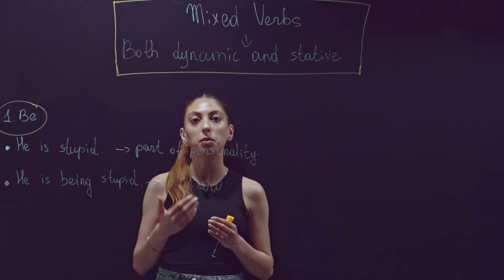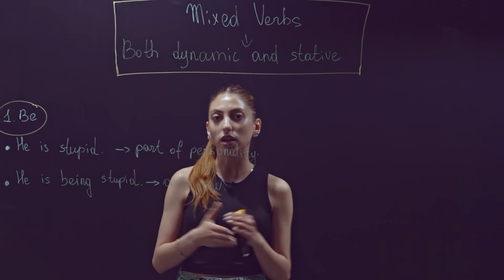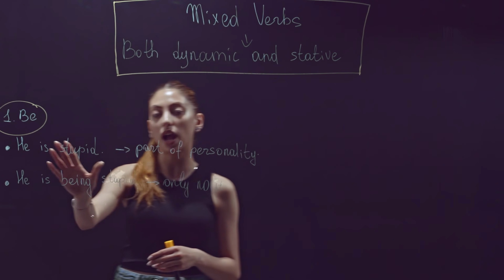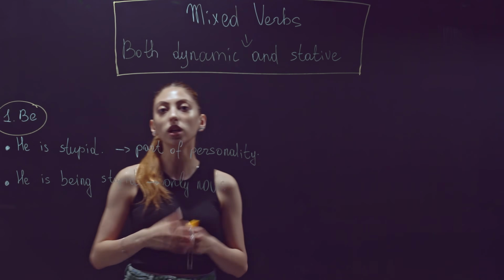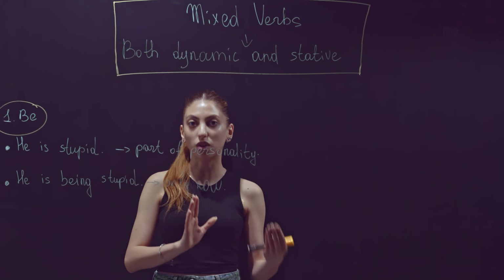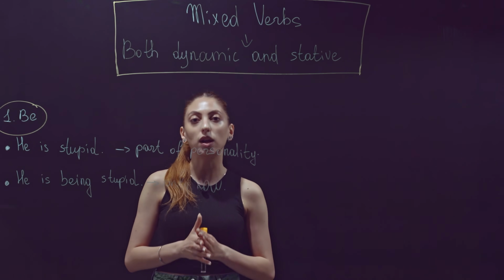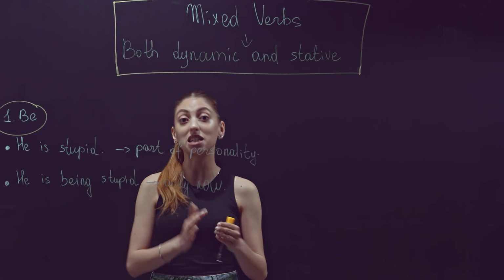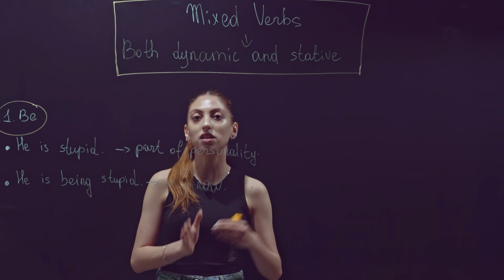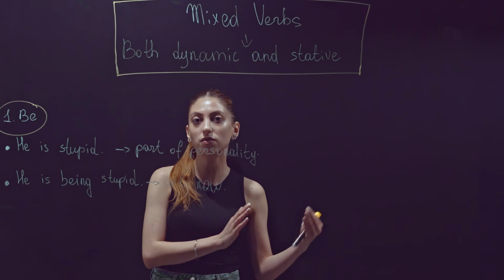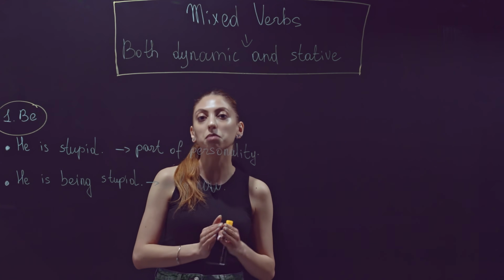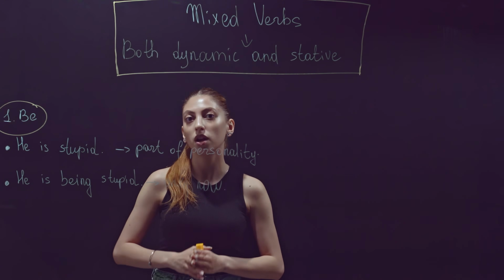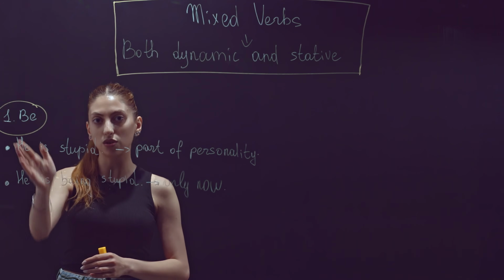First one is be. What I am trying to explain to you with the help of these two examples is that when we use be as a stative verb, it has one meaning, and whenever we are using be in a dynamic version, as a dynamic verb, like adding the ing form at the end of the verb, the meaning is changing completely. Okay, let's pay attention to these two examples.